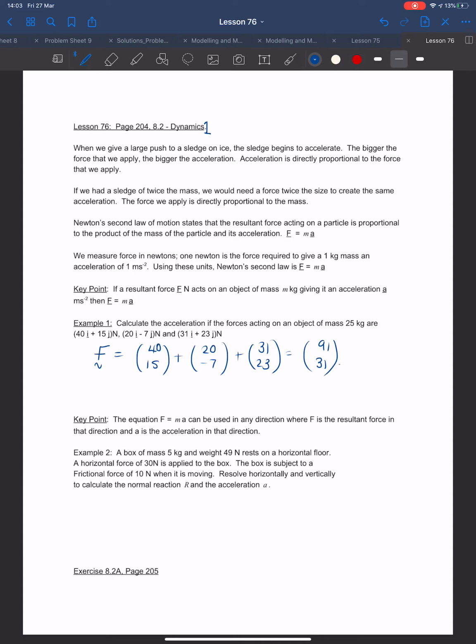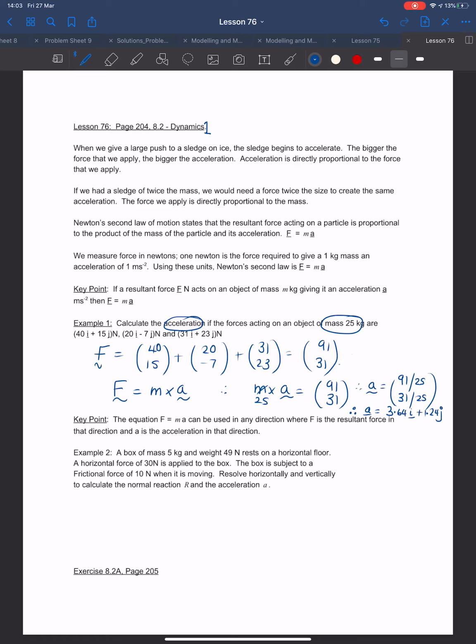Okay, and then we want the acceleration, we've got the mass, and this is the resultant force. So the force is the mass times the acceleration. Notice I'm underlining the vectors, which are the force and the acceleration. So therefore, mass times acceleration is 91/31, and the mass is 25. So therefore, the acceleration is 91 divided by 25, 31 divided by 25. And I'm using the textbook to show that, to get the answer. Acceleration is 3.64 I plus 1.24 J.